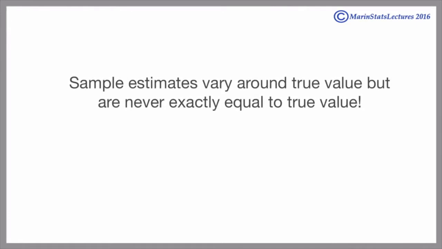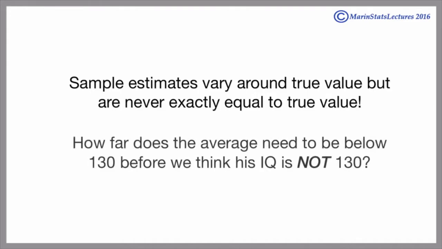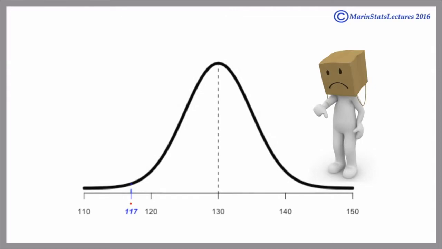We understand that sample estimates vary around the true value, but are never really exactly equal to the true value. So the question that must be asked is, how far does the average need to drop below 130 before we think that Kian is a liar? Would we think that he's a liar if he averaged 117? This slide, this ugly little slide right here, and it is ugly too.